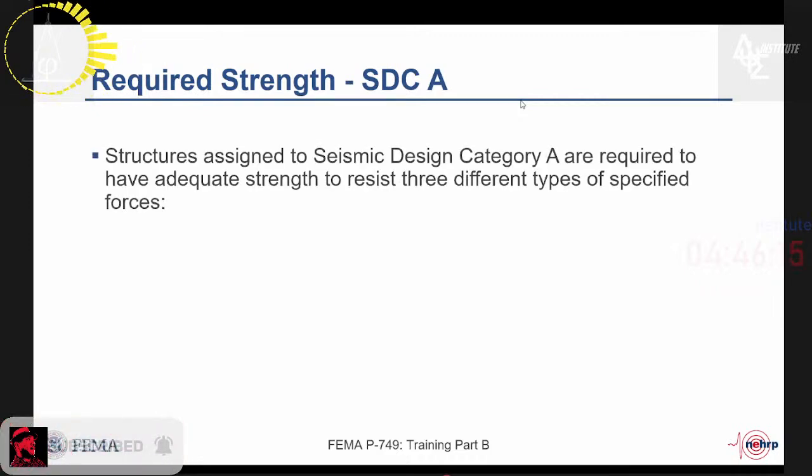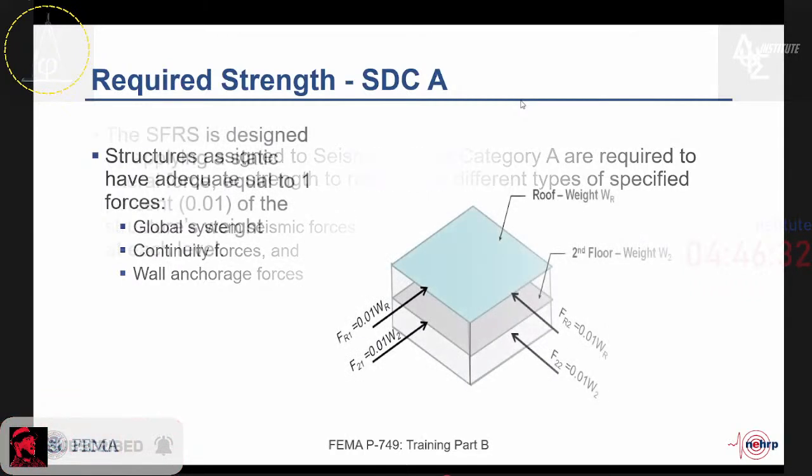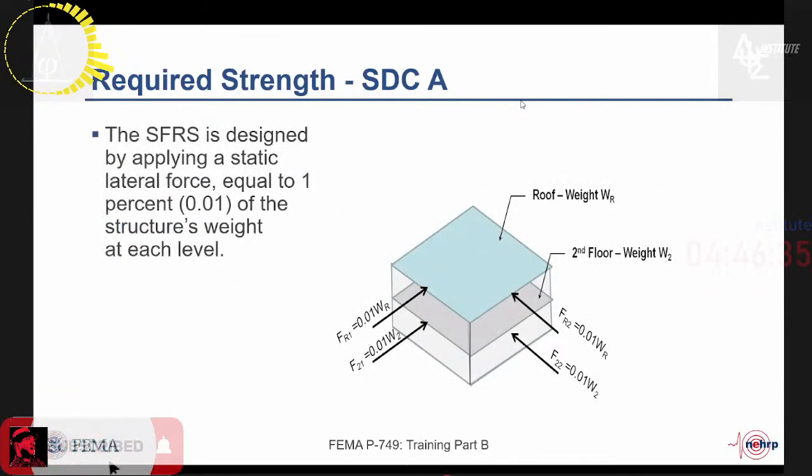Structures in seismic design category A are required to have adequate strength to resist 3 different types of forces: global seismic response forces, continuity tie forces, and specific forces for anchorage of walls to diaphragms. The global seismic design forces are computed simply as 1% of the building weight at each level, applied in each of 2 orthogonal directions, as shown here.